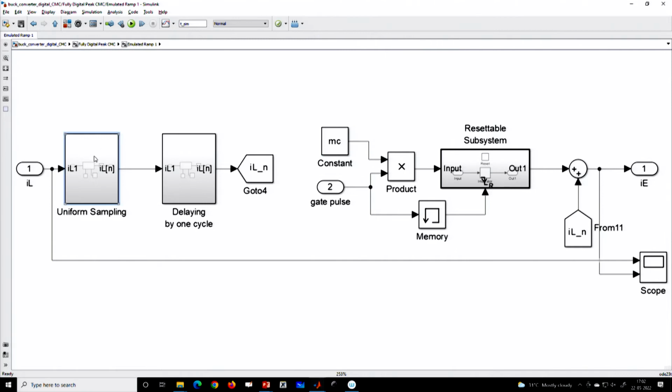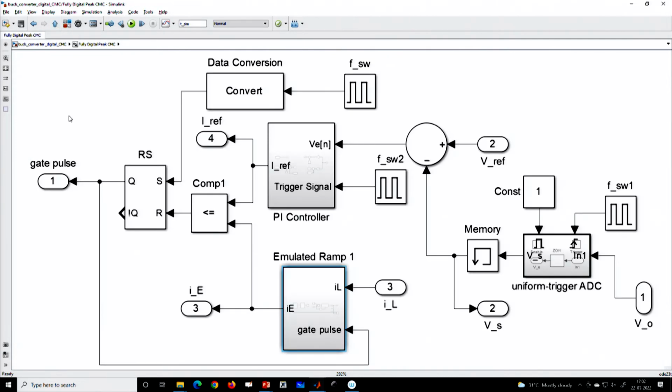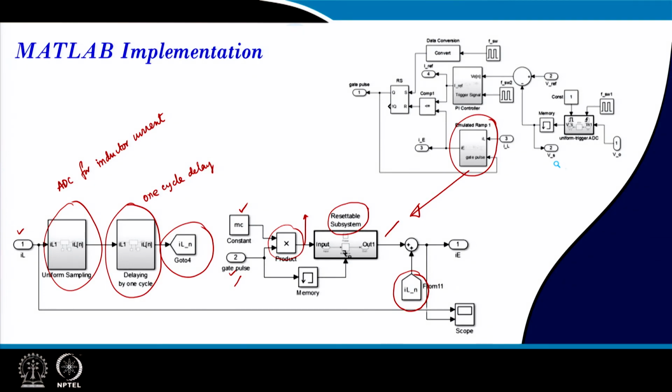And this is the A to D converter for sampling, the ADC, this is for one cycle delay, and this is actually added here. So, you can see this block and this block are the same, the go to block and the from block, and this will generate our actual emulated ramp. And I want to show you all the waveforms, but before that I want to explain the remaining part.